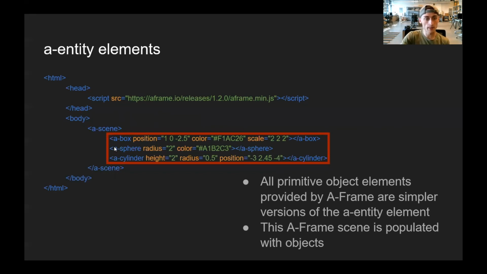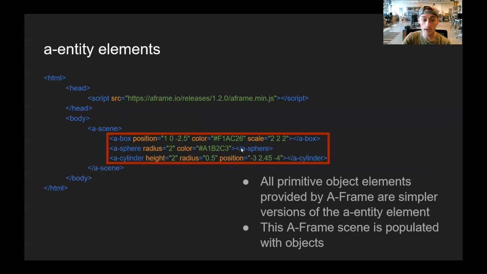You'll notice that I put all of those within the A scene element as child elements. So you have your A box with your position, your color, and your scale. You'll notice too that the ordering of these attributes in the elements, the position, radius, color, can be in any order you want. It doesn't matter.